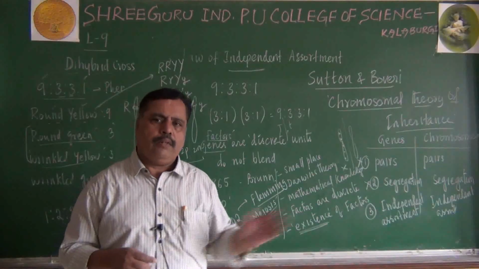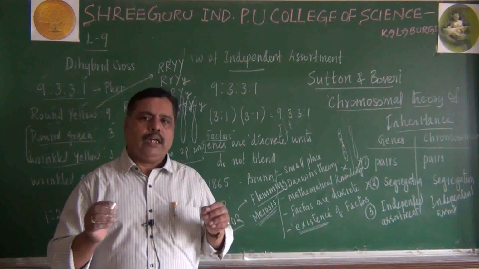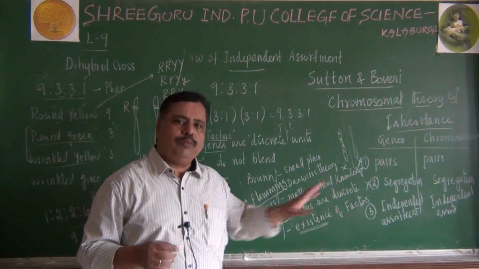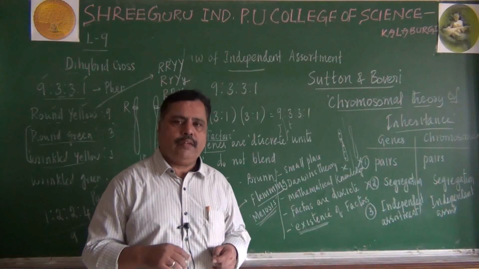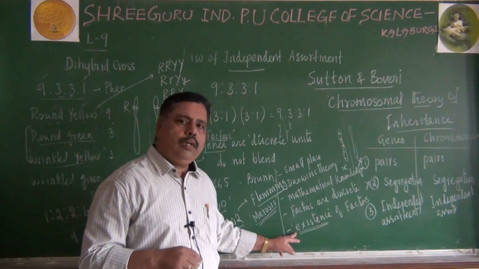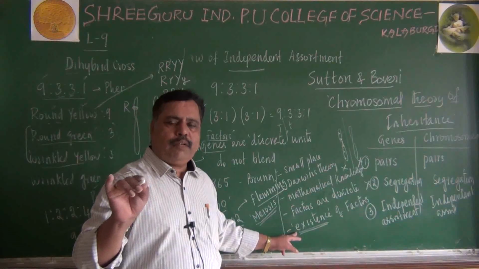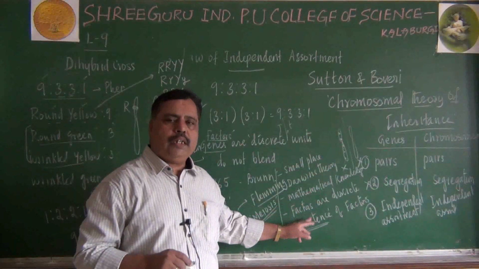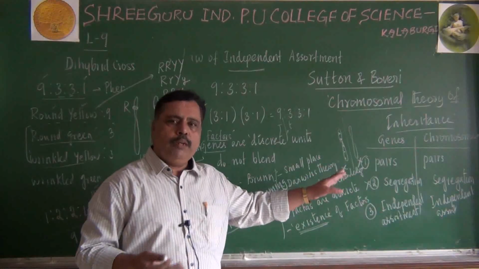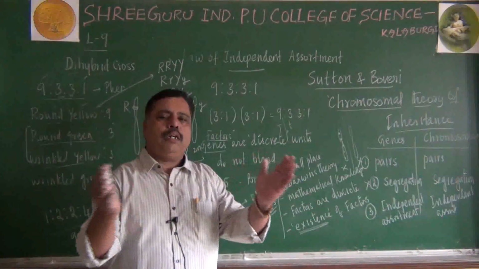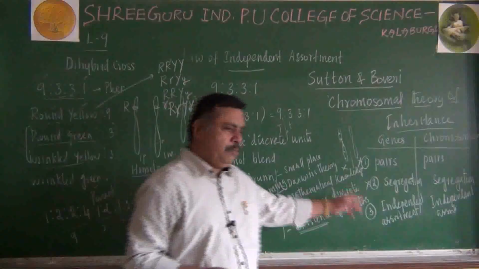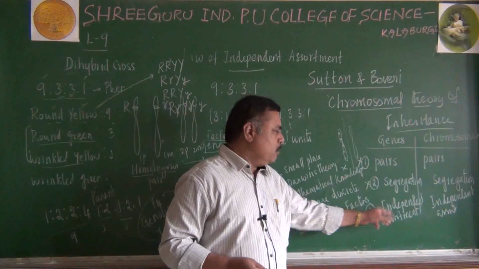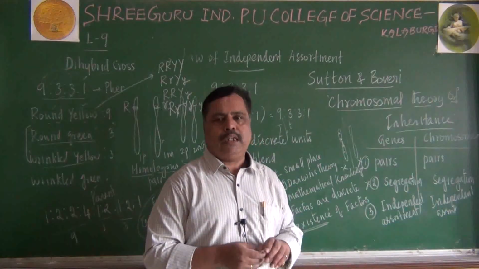What do we infer from this comparison? We understand that genes are existing on chromosomes. That is the chromosomal theory of inheritance. Mendel could not tell the existence of factors, but Sutton and Boveri told that factors are existing on chromosomes. Why? Because both of them follow the same principle. Both of them occur in pair, both of them could segregate, both of them will undergo independent assortment.